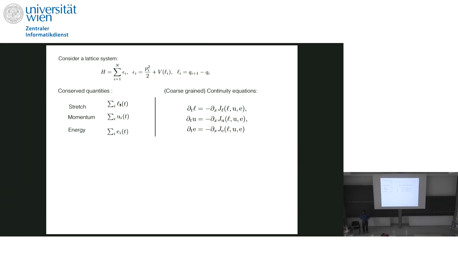In this theory, you consider a lattice system with a Hamiltonian which is a sum over local energies, and the local energies have a kinetic energy term and an interaction term, where L_i is the separation between the displacements or positions of successive particles. Generically, such a system has three conserved quantities: total stretch, total momentum, and total energy. This suggests three continuity equations corresponding to the three locally conserved quantities.